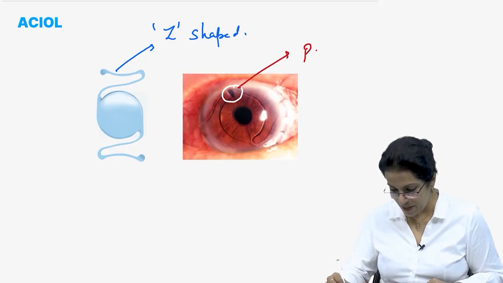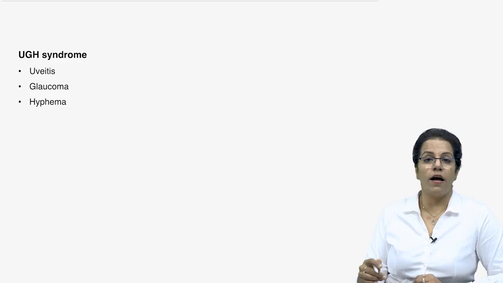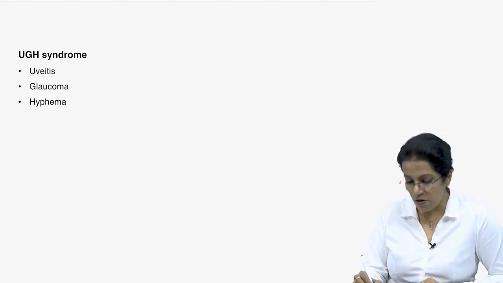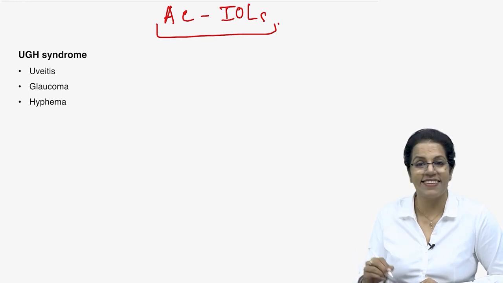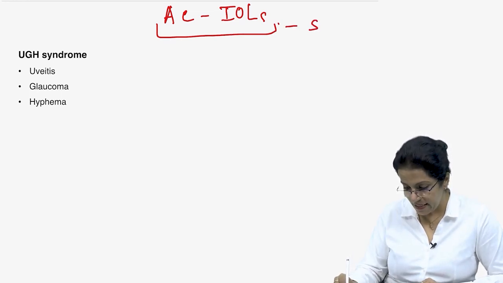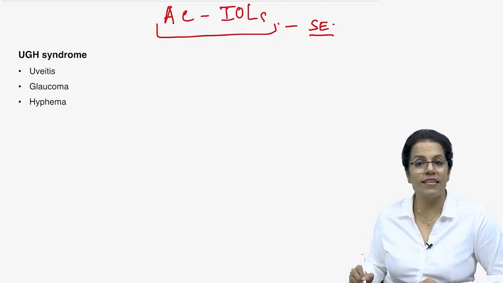Okay. So, keep this in mind. Am I happy with the anterior chamber intraocular lens? No. So, if I talk about the ACIOLs, what are the difficulties or problems why I don't want to use it? What are the side effects of an ACIOL? If we have to think this way.